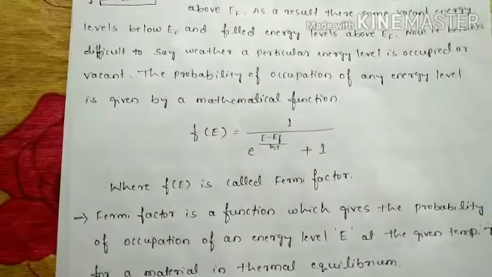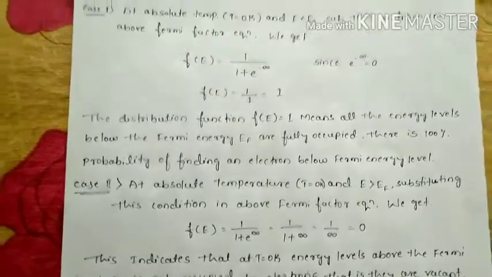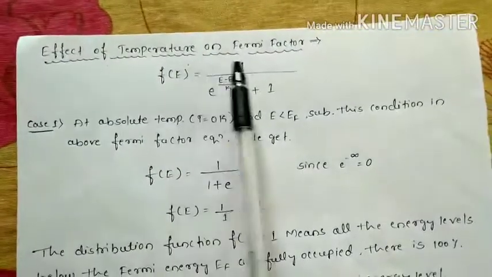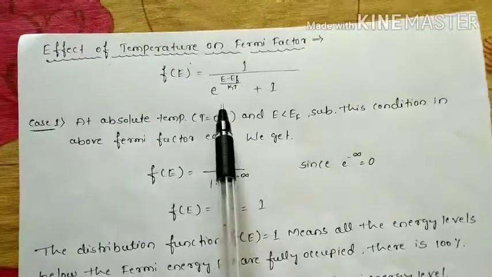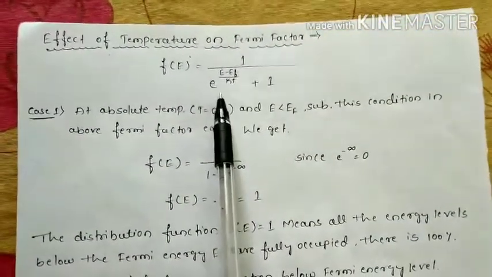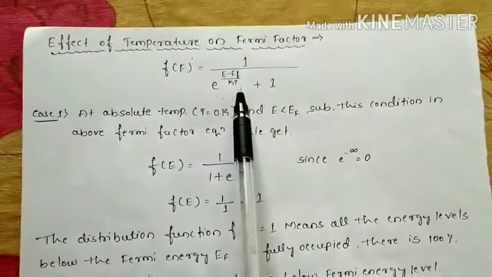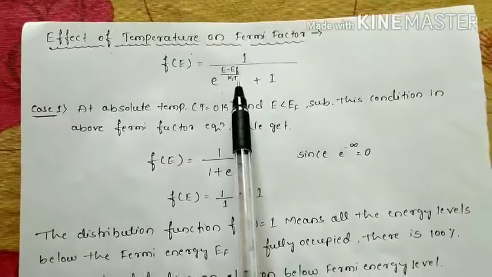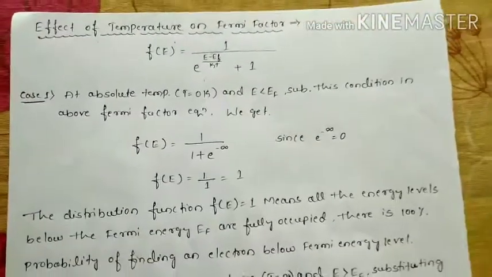Now we will discuss the effect of temperature on the Fermi factor. So this is the probability function which I said is the Fermi factor. Now how this Fermi factor depends on the temperature, we will discuss in three different cases.